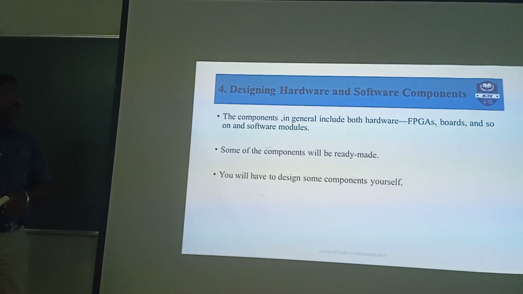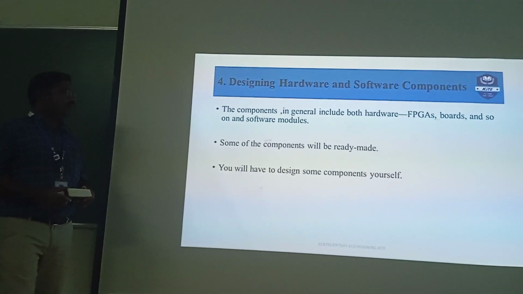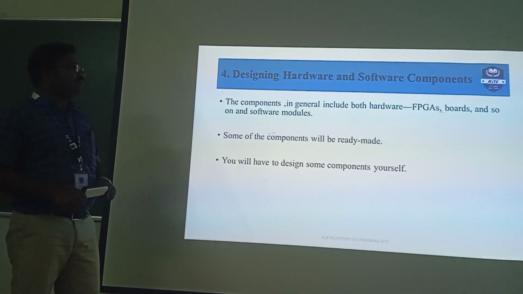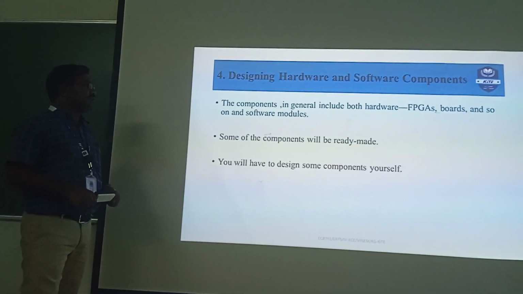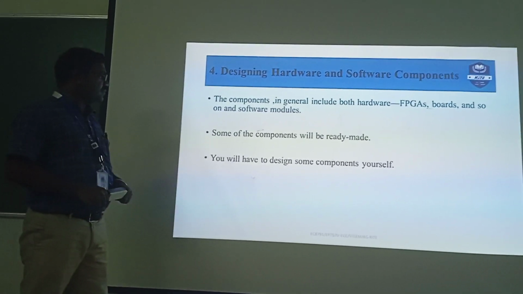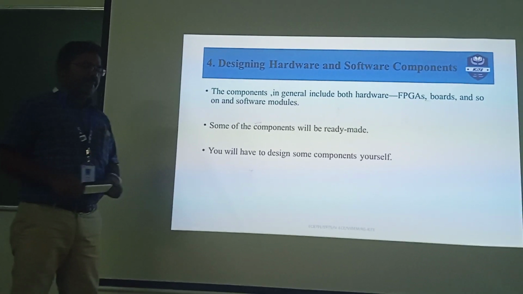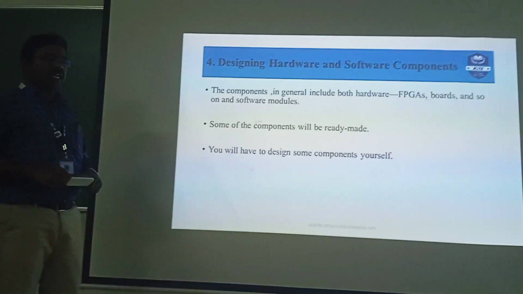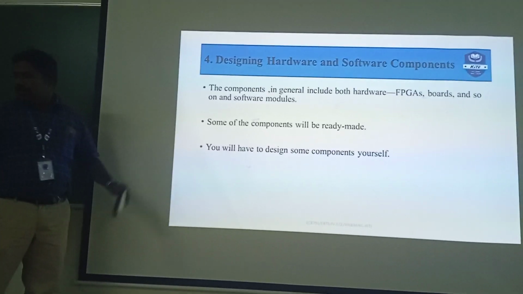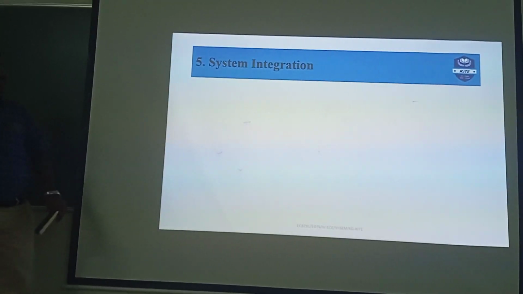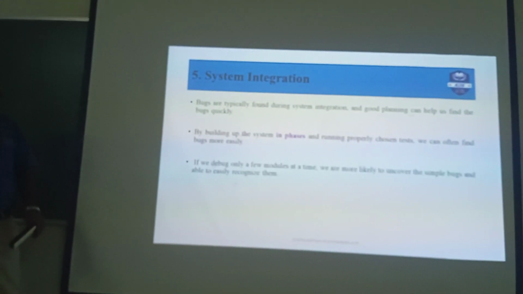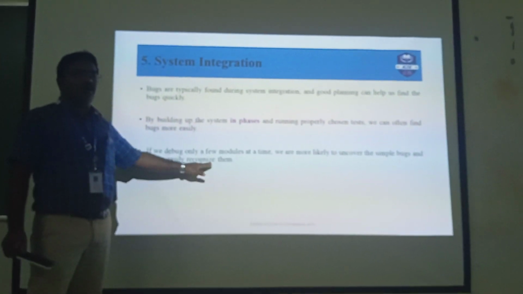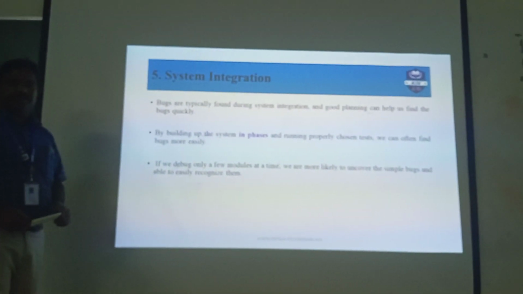The fourth one is designing hardware and software components. Designing the components in general includes both hardware, for example FPGA boards, and software modules. Some of the components will be ready-made, while you will have to design some components yourself. The fifth and last one is system integration. System integration consists of combining all the components of the system in a single manner. That's all about it.